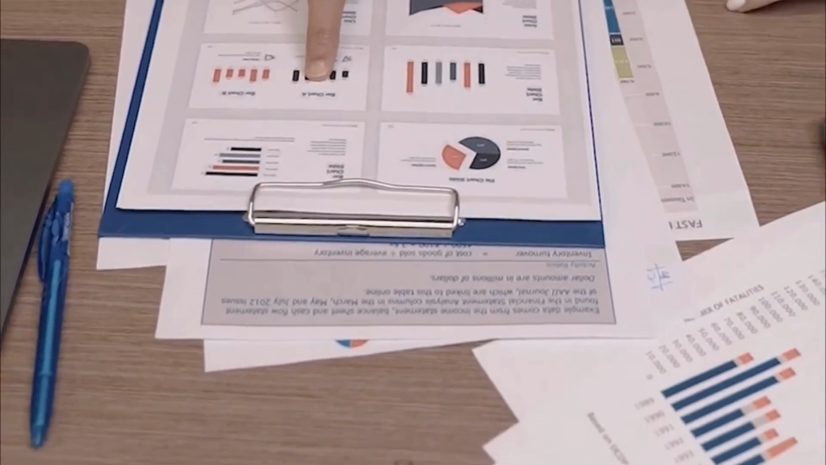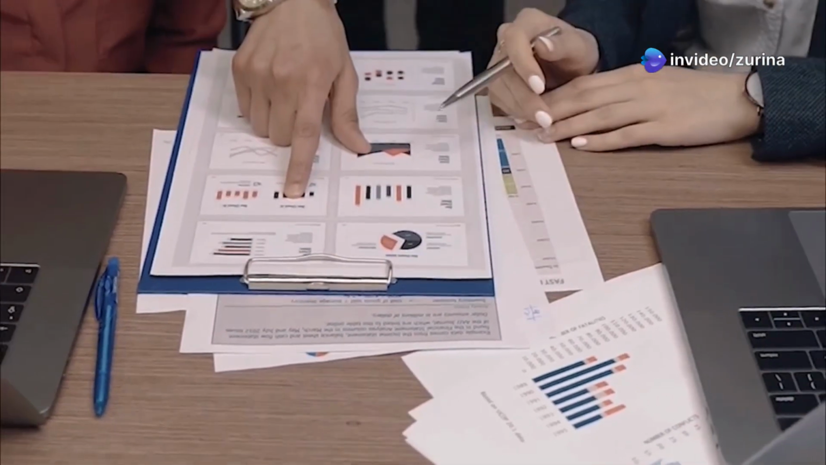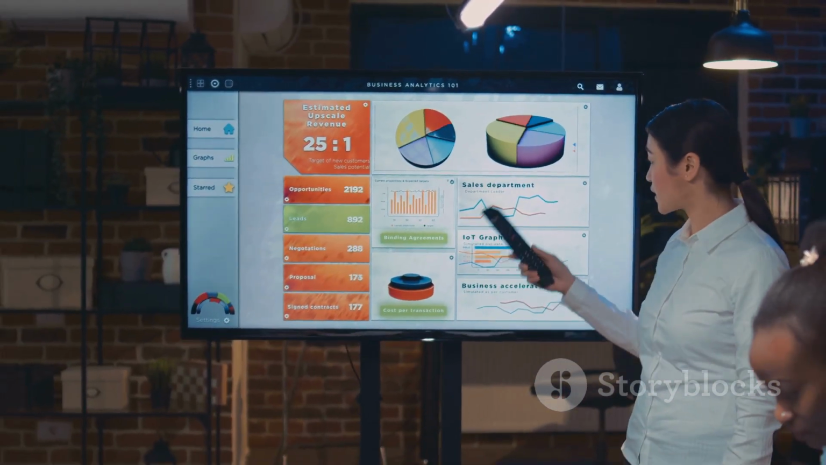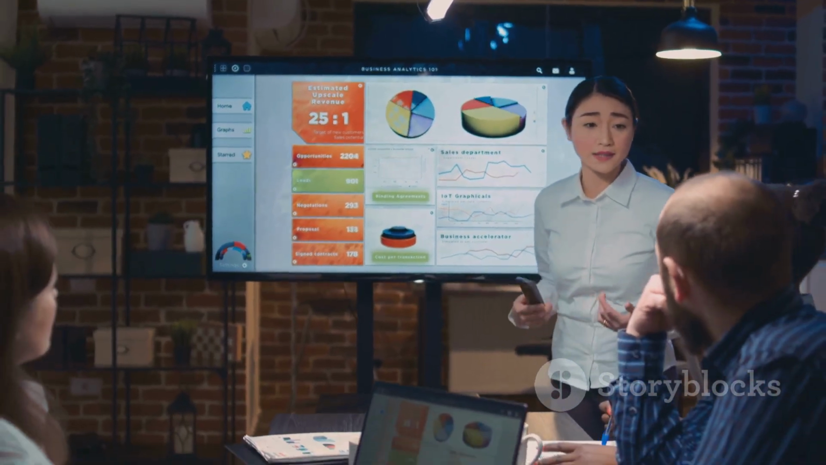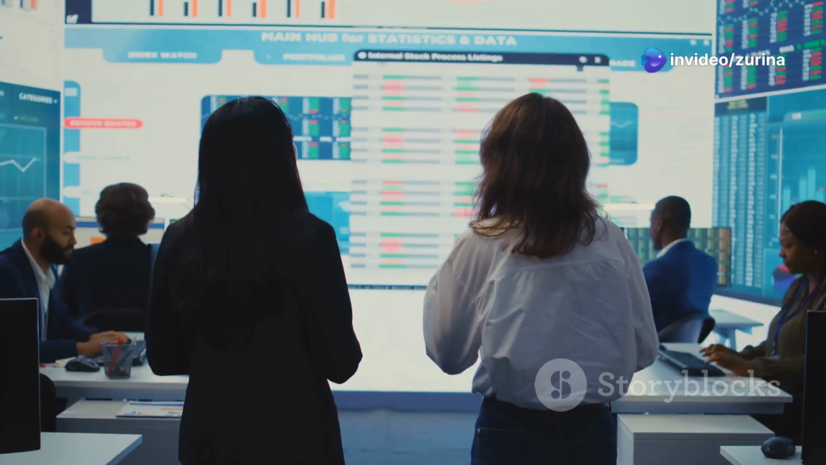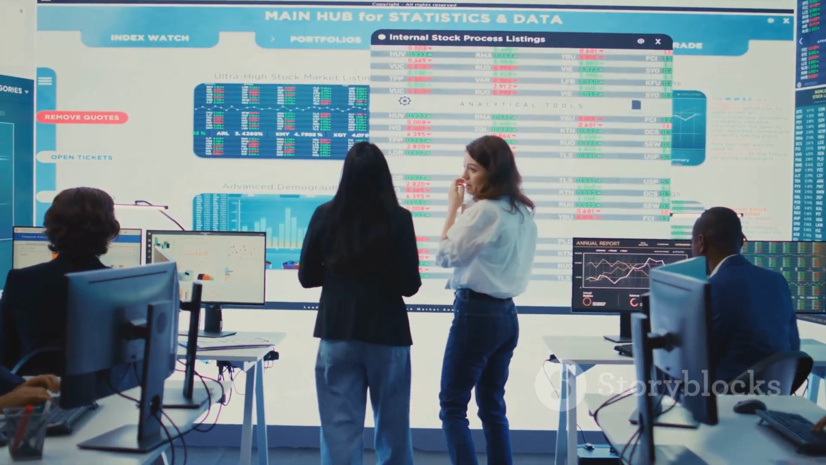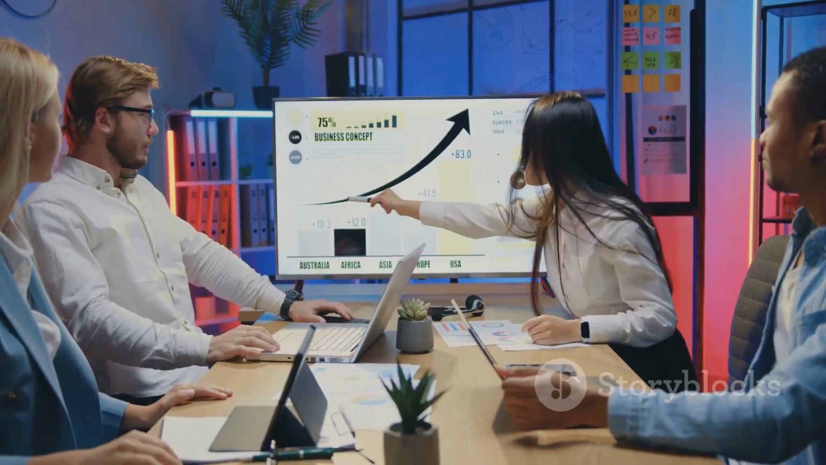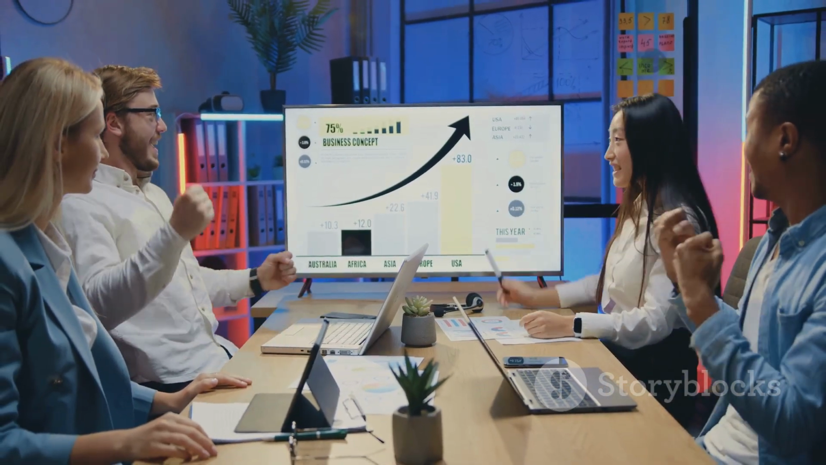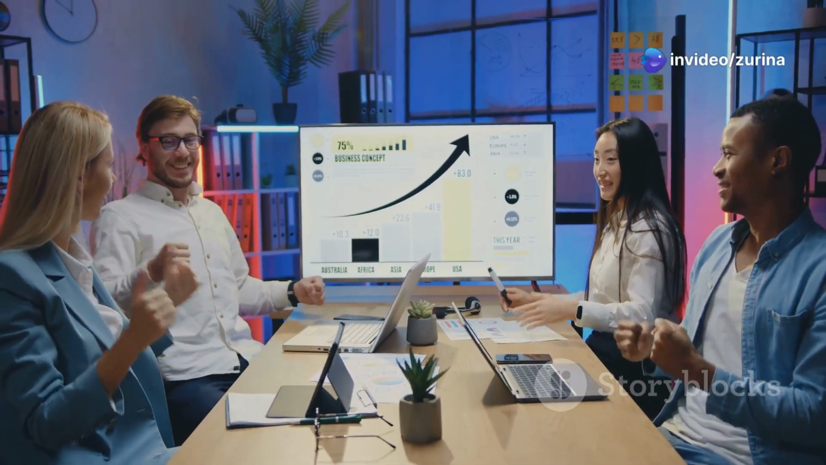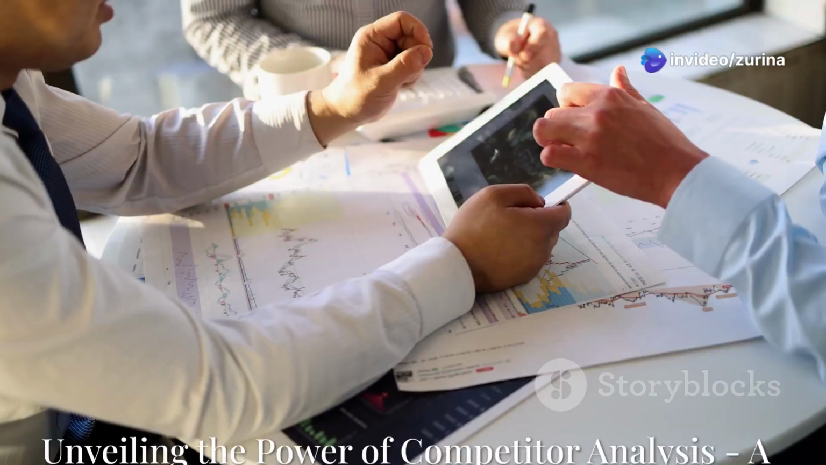Benchmarking can be applied to various aspects of your business, such as financial performance, like revenue, profitability, and return on investment. It also includes marketing effectiveness. Think website traffic, conversion rates, and social media engagement. Don't forget customer satisfaction, customer reviews and Net Promoter Score or NPS. And operational efficiency, production costs, delivery times, customer service response times. By regularly benchmarking your performance against competitors, you can track your progress, identify areas for improvement, and stay ahead of the competition.